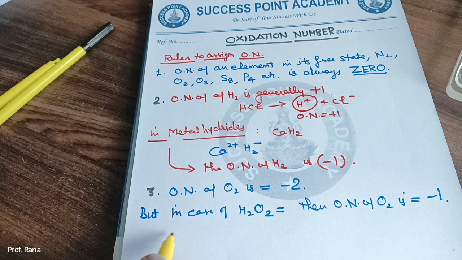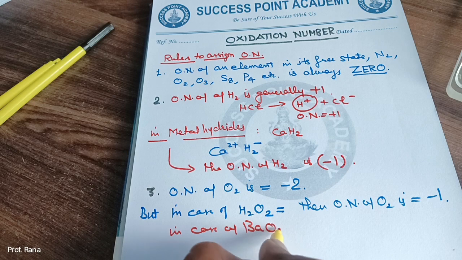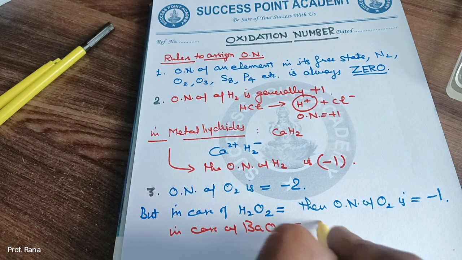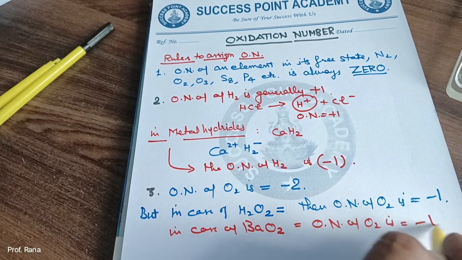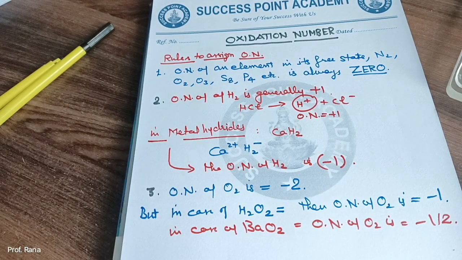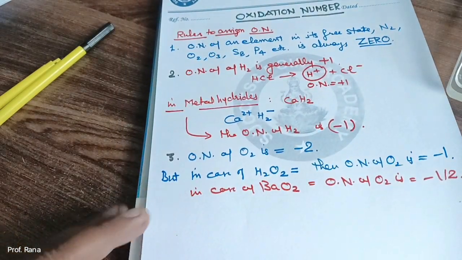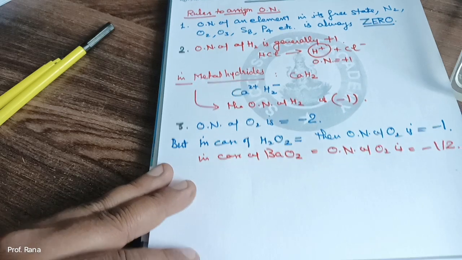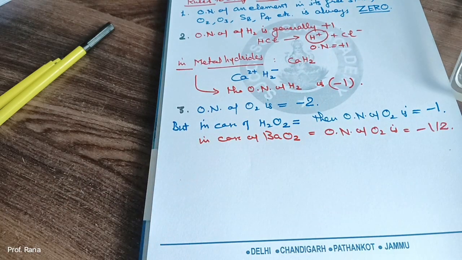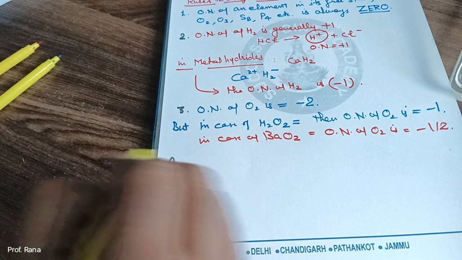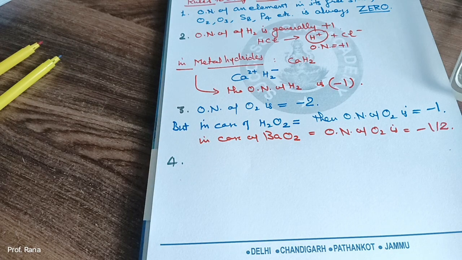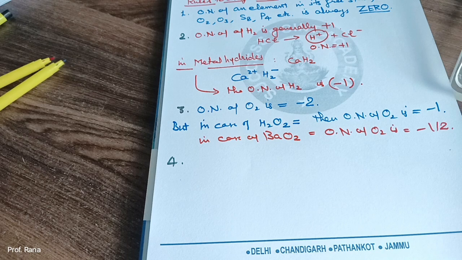And in case of BaO2, barium dioxide, here the oxidation number of oxygen is -1/2. This is very important, and you should note it, right, students? Because it's very important.